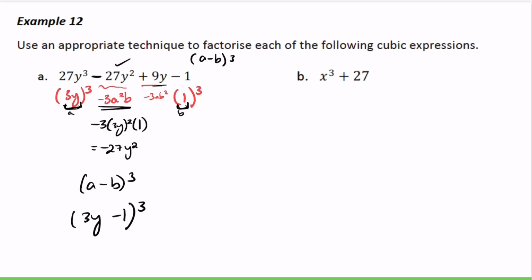With part B, we can see that this is going to be the sum of two cubes, so that's x cubed plus 27. If I were to write this in terms of the form of a cubed plus b cubed, this will be x all cubed plus 3 all cubed.